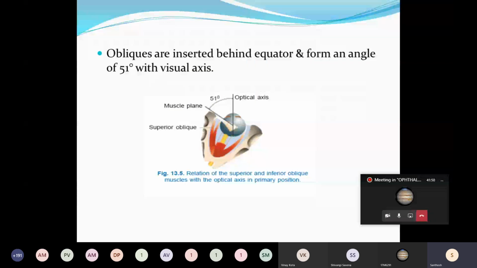Obliques, as I told you earlier when I showed you the posterior aspect of the eyeball, are attached on the posterior aspect of the eyeball. So obliques are inserted behind the equator and form an angle of 51 degrees with the visual axis.